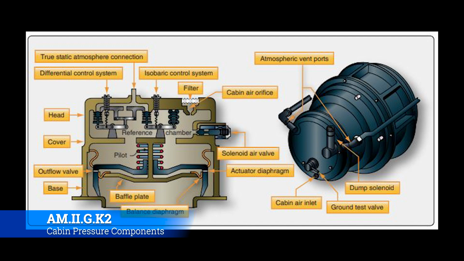So you'll notice that you have inputs for the true static atmosphere connection that comes in there. You have a differential control system, an isobaric control system, and then a filter that filters in that cabin air that helps allow it to compare, and then make mechanical decisions based on what that comparison looks like. You have your cabin air inlet, a ground test valve, and then a dump solenoid. If something gets clogged up, you can open up that dump solenoid, and it'll dump that air for you. And then atmospheric vent ports on the side of it. But essentially, this is what's behind the little flapper valve on the aircraft.